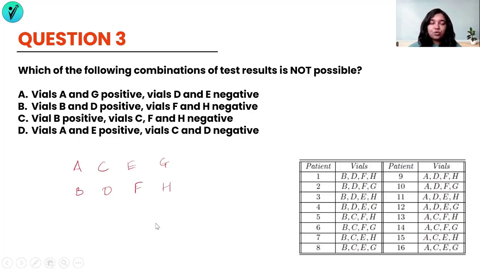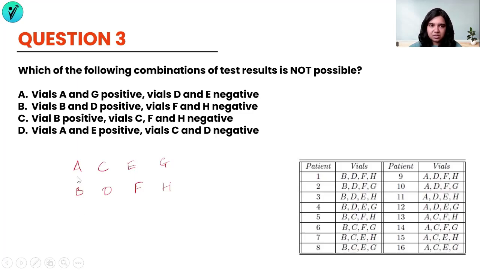So I cannot have both of them negative. If I have A and B both negative, for example, then everyone is ruled out because 9 to 16's blood is in A and 1 to 8's blood is in B. If both of them are negative, then there is no patient who has a disease. But according to my initial information, we know that there is exactly one patient who has the disease. So I cannot say that A and B both can be negative at the same time.